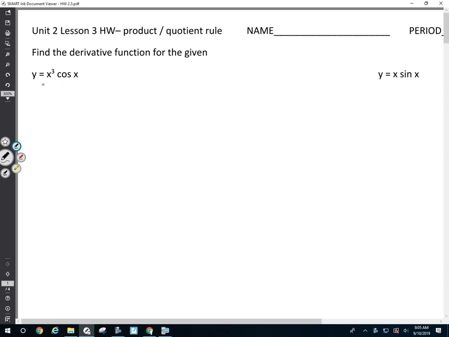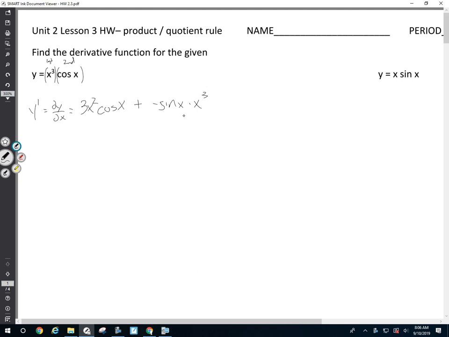Find the derivative function. We need to use the product rule. We have a product: x cubed being the first function, cosine x being the second. The derivative, y prime, make sure we're comfortable with dy/dx, is the derivative of the first times the second, plus the derivative of the second, the tangent slope generator for cosine, which is negative sine, times the first.